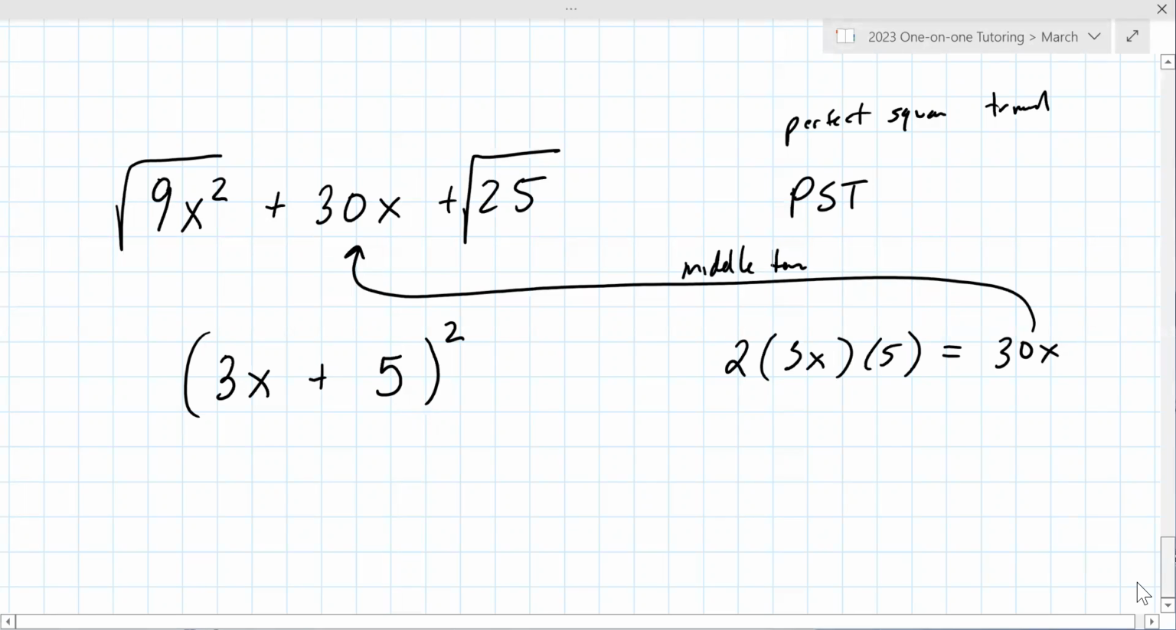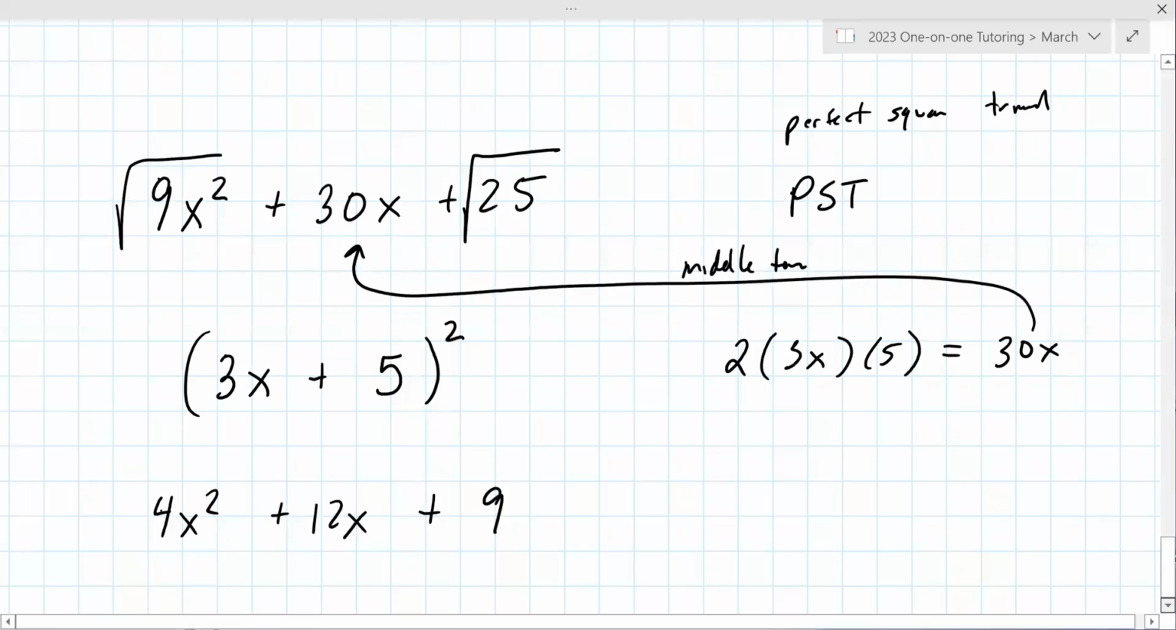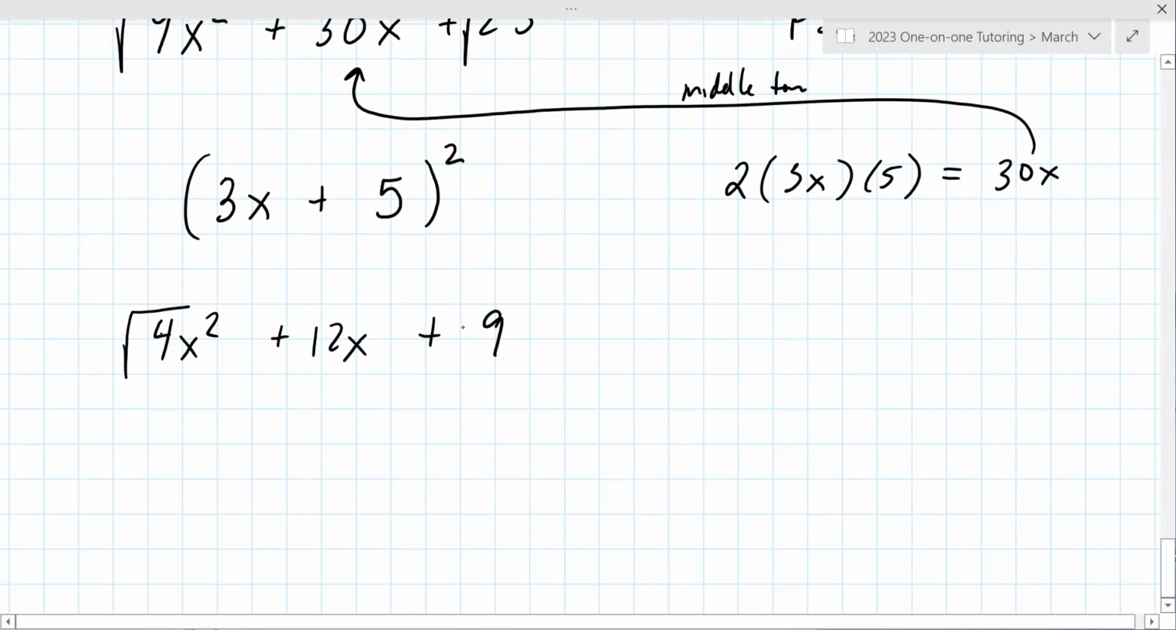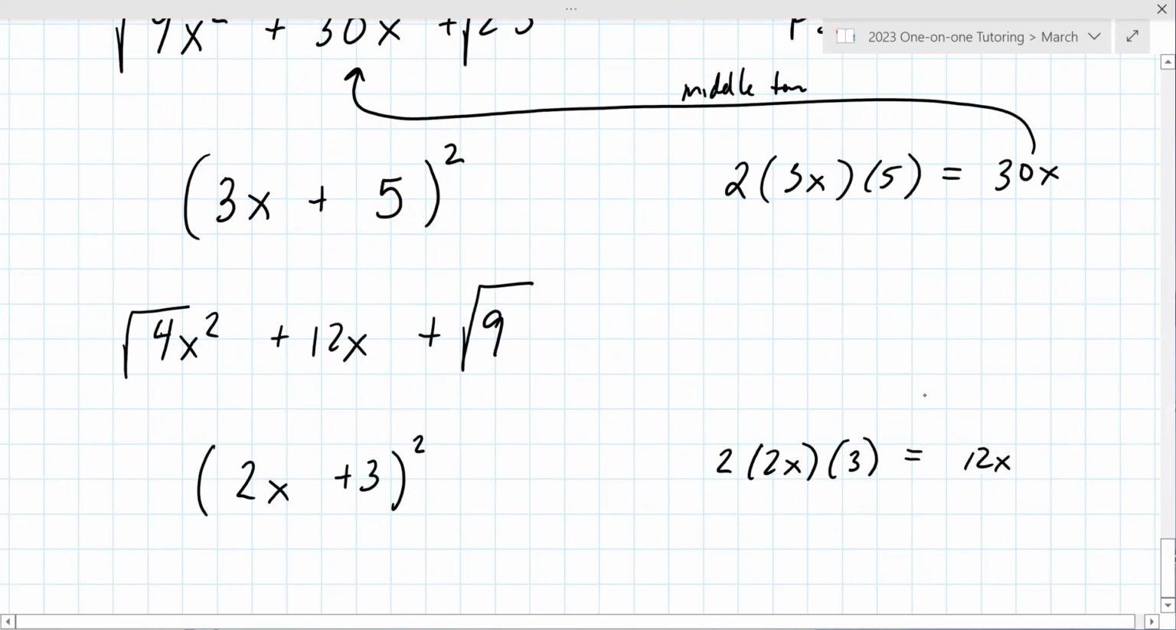Okay, let's try another one here. Let's say it's 4x squared plus 12x plus 9. So notice that you can take the square root of the first term and the square root of the last term. What does that become? What's the square root of 4 and 9? 2 and 3. Yeah, so 2x plus 3 squared. Now you come off to the side here. Is 2x times 3 doubled, does that equal 12x? Yeah. It does, yeah. You seem a little uncertain.